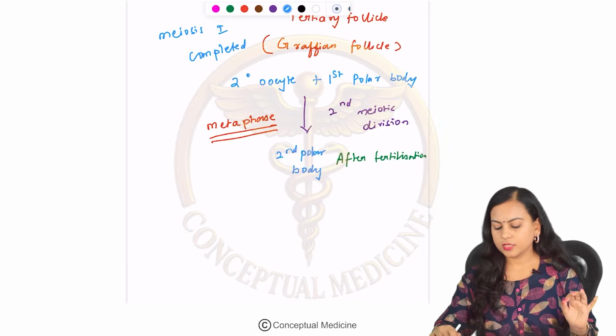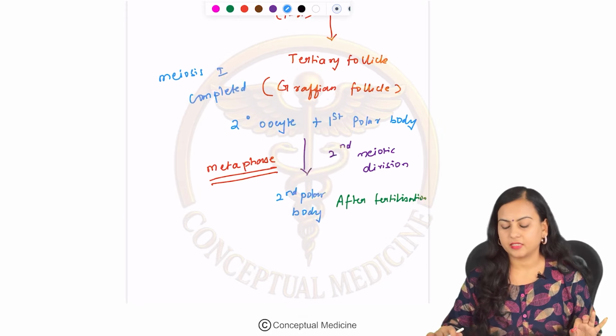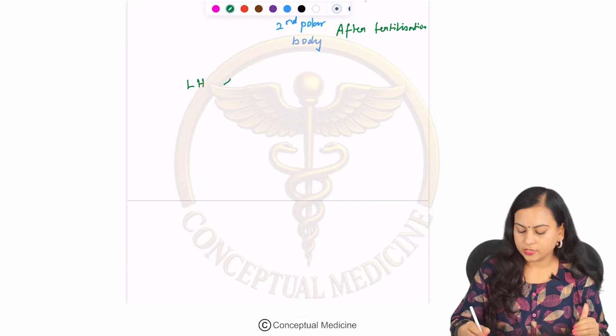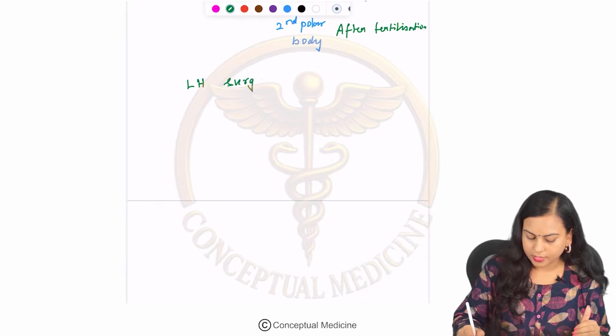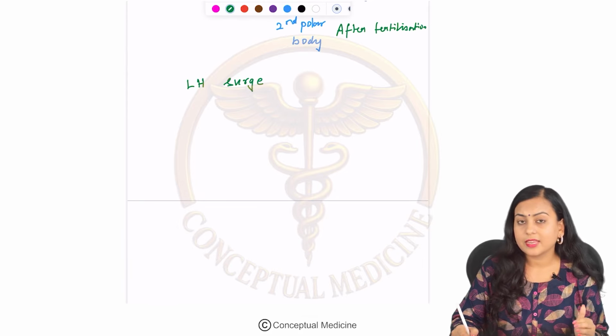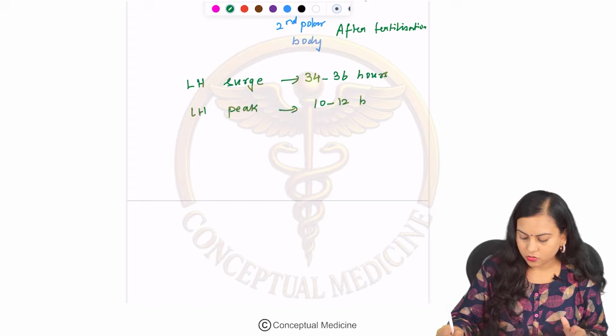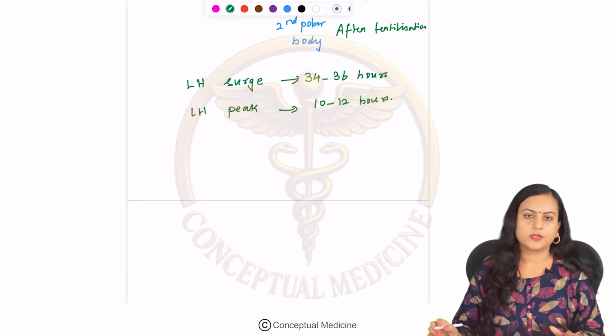Clear? So this is how ovulation is going to happen, and the hormonal changes occurring with this that you have to know: there will be an LH surge occurring before ovulation, about 34 to 36 hours before ovulation, and there will be an LH peak as well, occurring just 10 to 12 hours before ovulation.